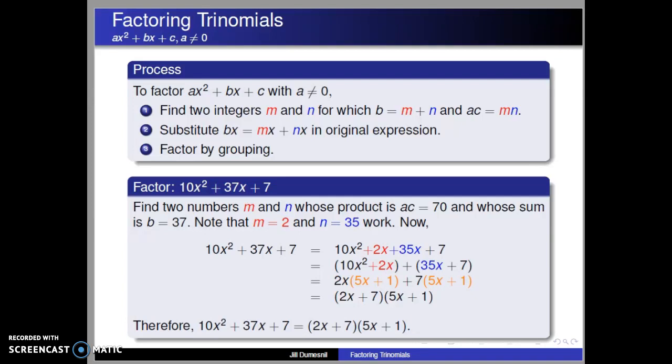Observe that in multiplying back to check our answer, the 2x term and the 35x term arise in the outer plus inner terms of FOIL. When we multiply our first two terms, we get the 10x². The outer terms give a 2x. The inner product gives me a 35x, and the last two terms give me my plus 7.